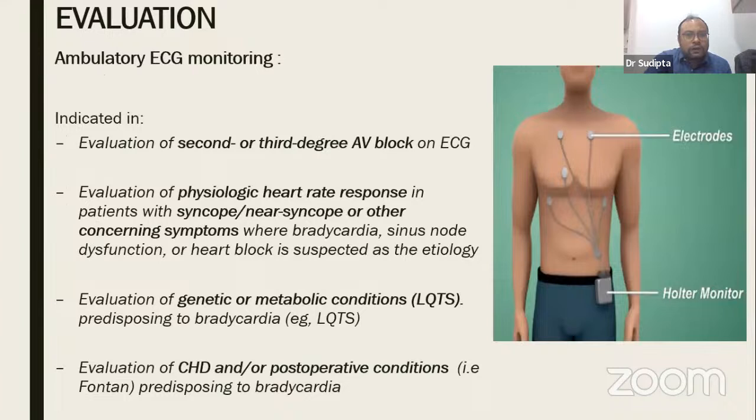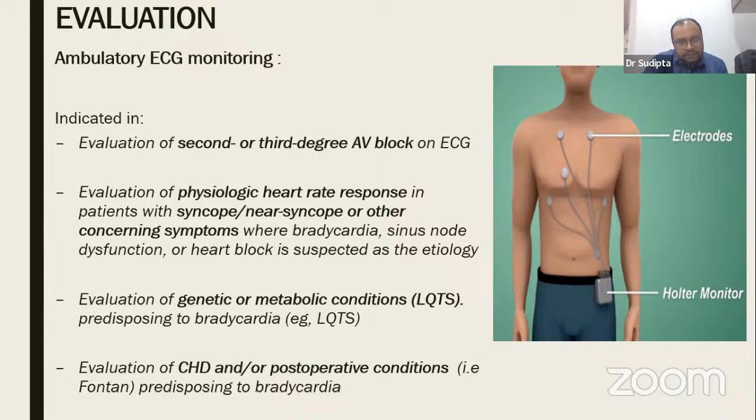So, as you all know, ECG is the first line for evaluation of bradycardia. However, sometimes if the bradycardia is not continuous and is very intermittent, it might be missed on the normal ECG. So in those cases, we require ambulatory ECG monitoring or Holter monitoring. It might be indicated in evaluation of second or third degree AV block, or to evaluate the physiological heart rate response in patients with syncope or near syncope where bradycardia or sinus node dysfunction is suspected, or in case of evaluation of metabolic conditions and genetic conditions.